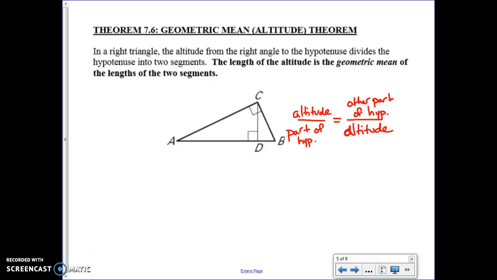So when I fill this in with an actual example, I'm going to use this one. My altitude, remember, is coming straight down the middle. Now we're just looking at the big triangle in this case. So CD is the altitude. So I'm going to put that in those spots. And then I want one part of the hypotenuse. So my whole hypotenuse is AB. But I want just the part to the left of the altitude, and then I want just the part to the right of the altitude. So I have AD, and I have BD. That's how you set that one up.